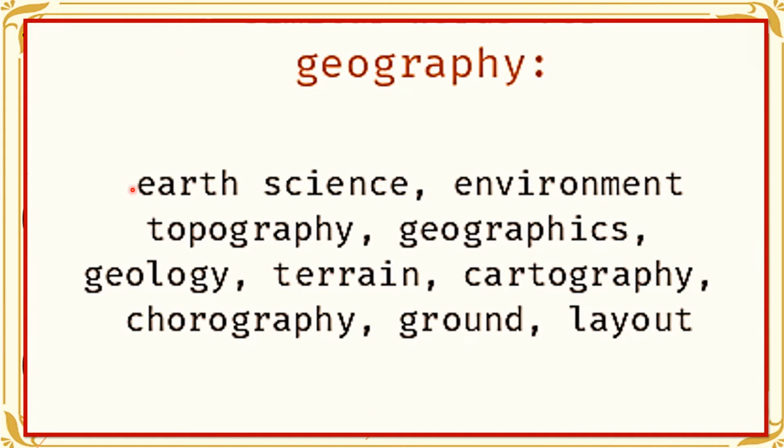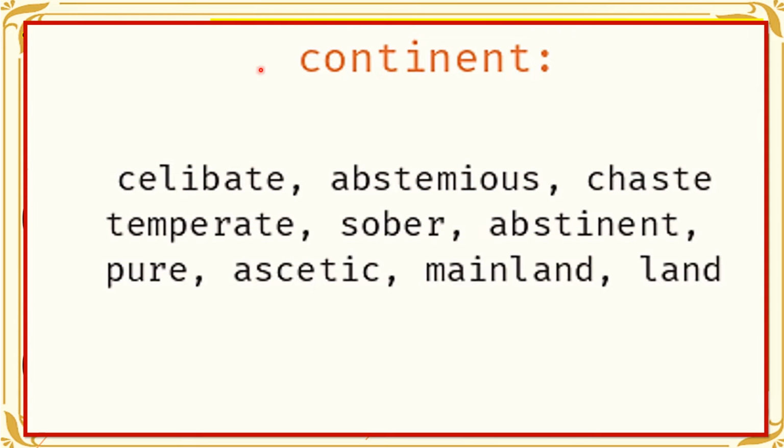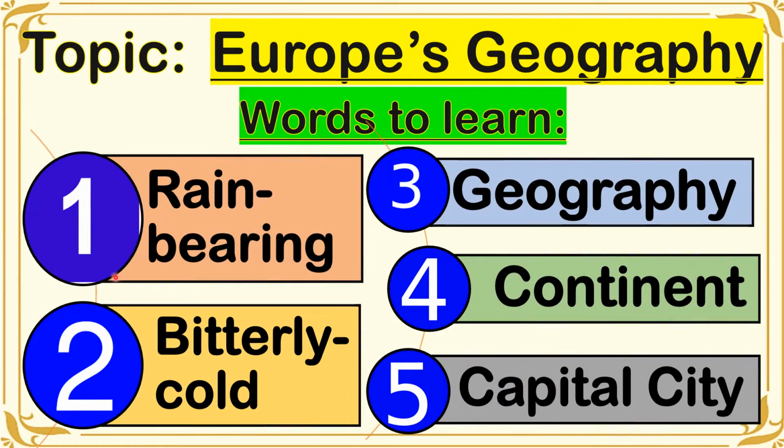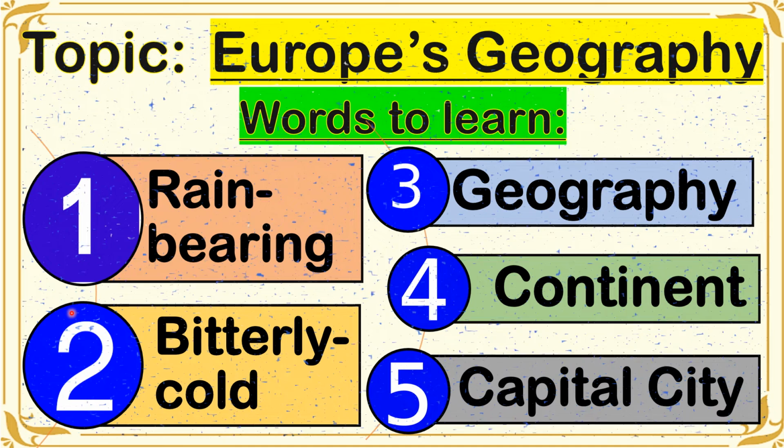The third word is geography. It means earth science, environment, topography, geographics, geology, terrain, cartography, chorography, ground, and layout. The fourth word is continent. Continent means celibate, abstemious, chaste, temperate, sober, abstinent, pure, ascetic, mainland, and land. And the last one is capital city, means metropolis, capital, chief town, provincial capital.